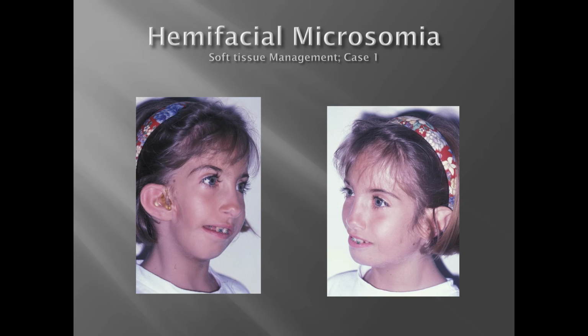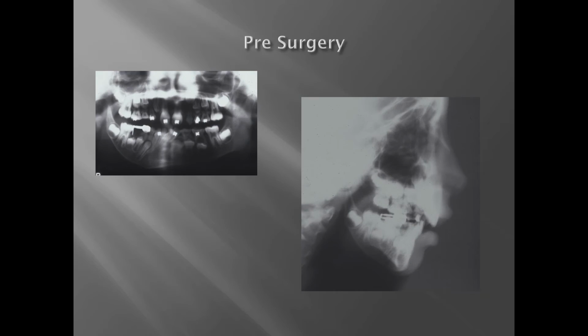A couple other views of her face is showing some of the soft tissue issues. So here's what her jaw deformity looks like. In the top left panoramic radiograph, you can see that the posterior part of the whole jaw is totally missing on that right side, and on the cephalometric x-ray on the right, you can also see more of this defect.